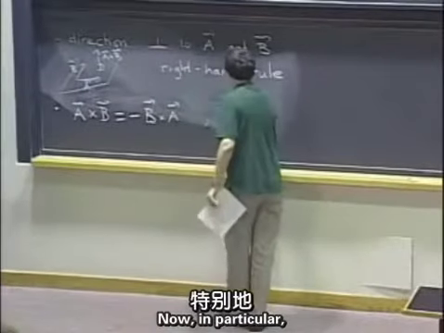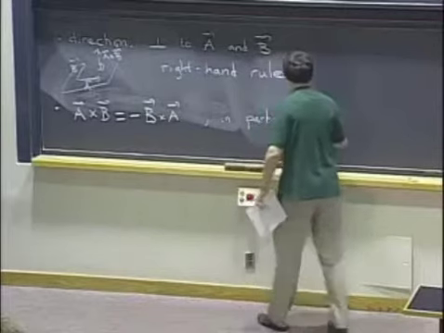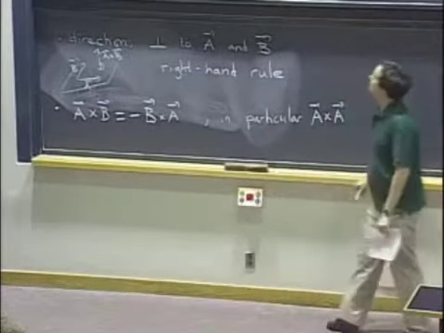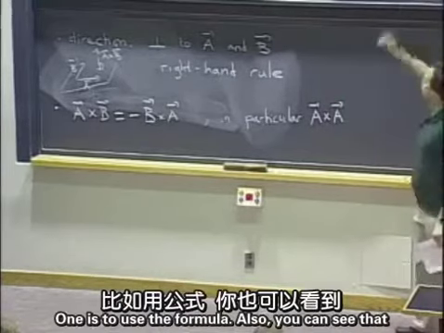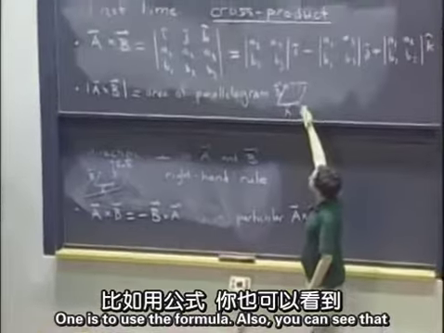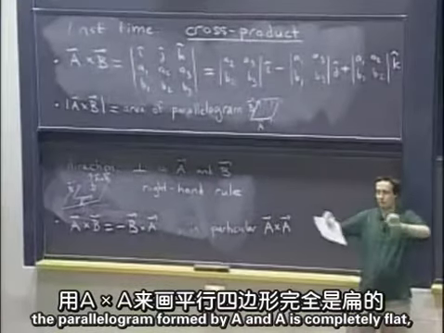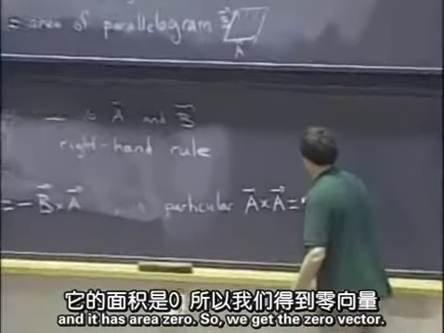Now, in particular, what happens if I do A cross A? Well, I will get 0. And there's many ways to see that. One is to use the formula. Also, you can say just that the parallelogram formed by A and A is completely flat, and it has area 0. So that's the 0 vector.